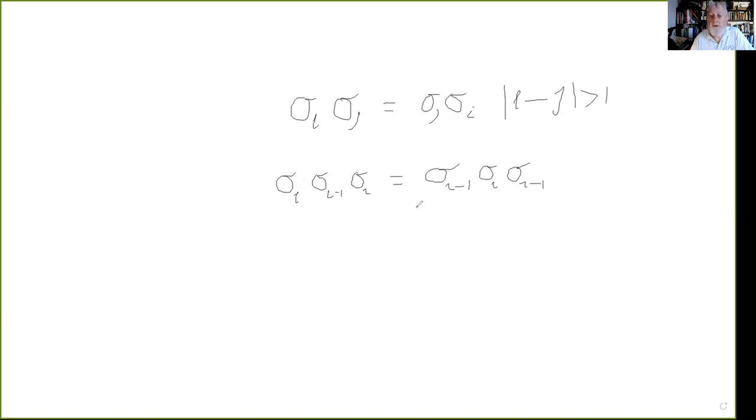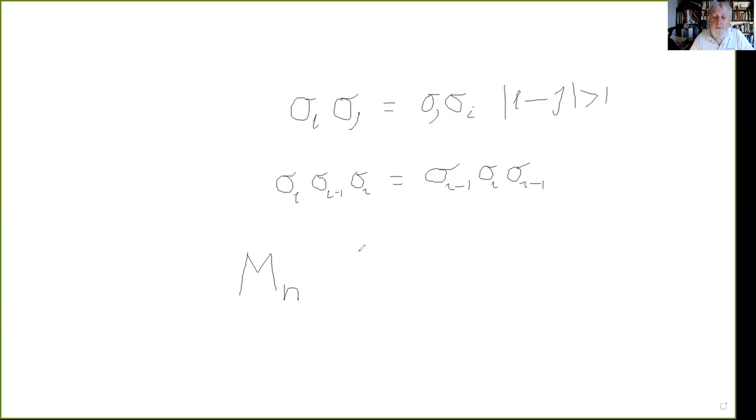If we ignore inverse signs, we actually have a monoid. I'll write that as MN. If you have a word in the sigma i's, you can get another word in the sigma i's if you do these replacements. Whenever sigma i and sigma j are next to one another, and i minus j is bigger than one, you can replace them by sigma j, sigma i. Similarly, if you've got this triple of sigmas, you can replace it by this triple of sigmas. Notice that the length of the word stays the same. So there's a natural monoid homomorphism from MN to the positive integers just by taking the length of the word.